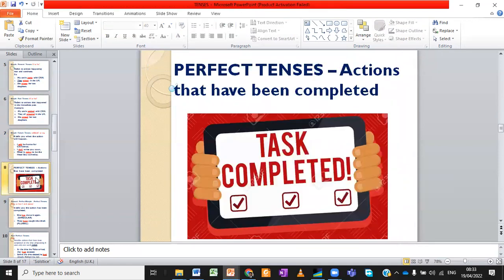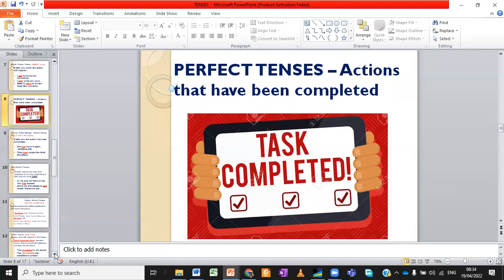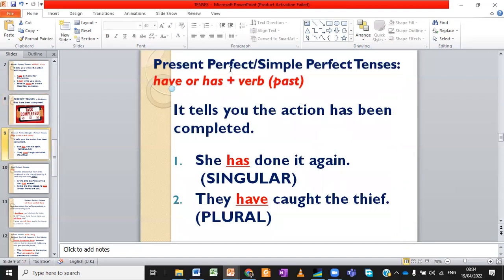Now let's look at perfect tenses. Now we are getting to the tricky parts. Perfect tenses refers to actions that have been completed. We have present perfect, and I will explain to you. Present perfect tenses contain only either of these two words, have or has.